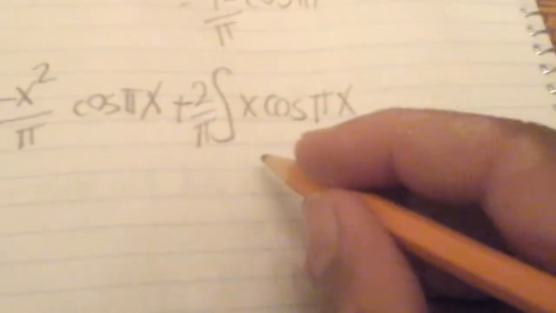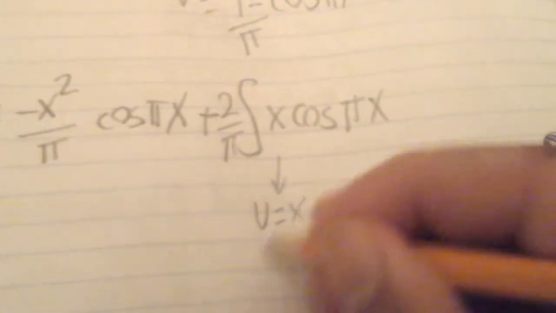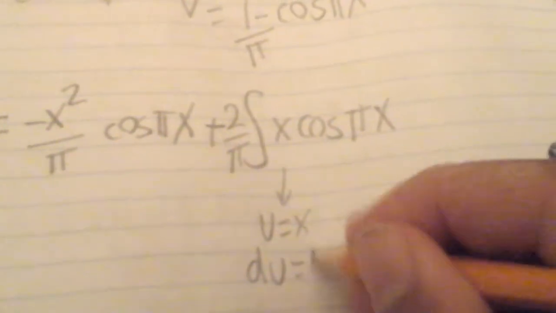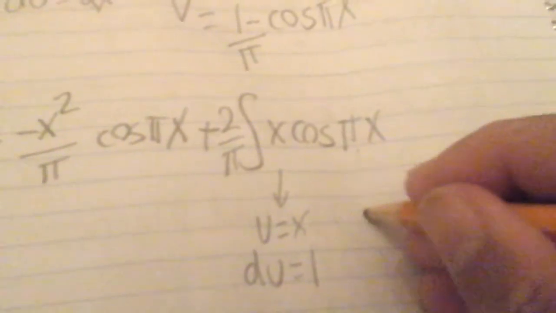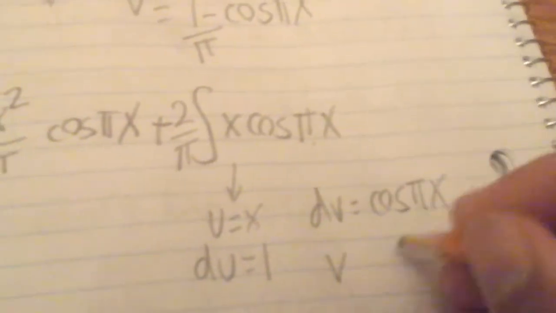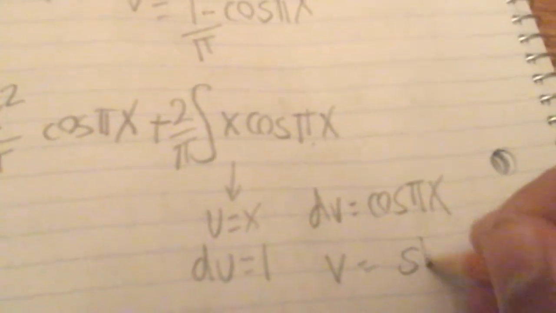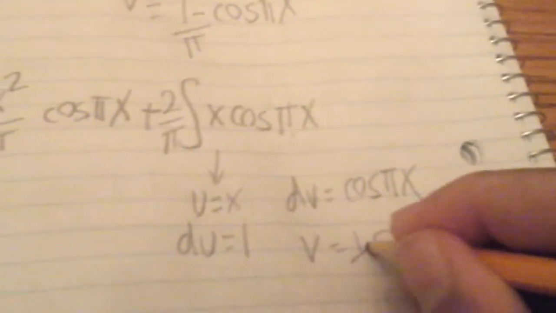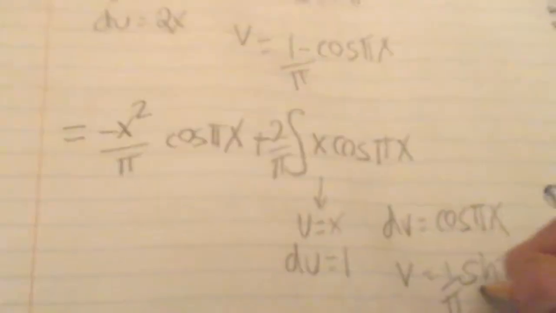Now we do another integration by parts. This will come down and be our u again. We'll say that's x, du is 1. This is going to be dv equals cosine pi x. Then v, the integral of cosine of anything, is going to be sine pi x, and 1 over pi. So now we just do another substitution within this substitution.